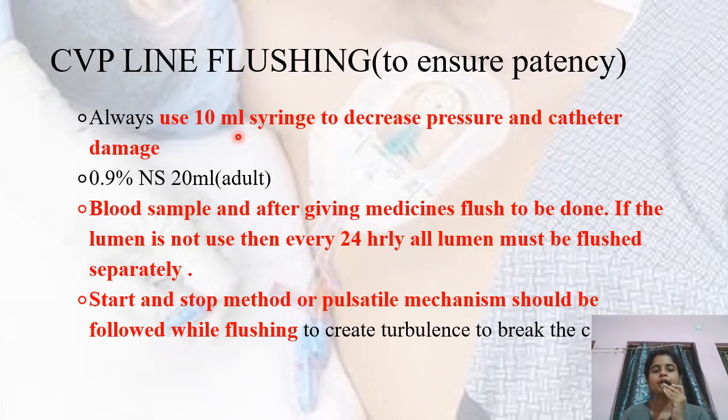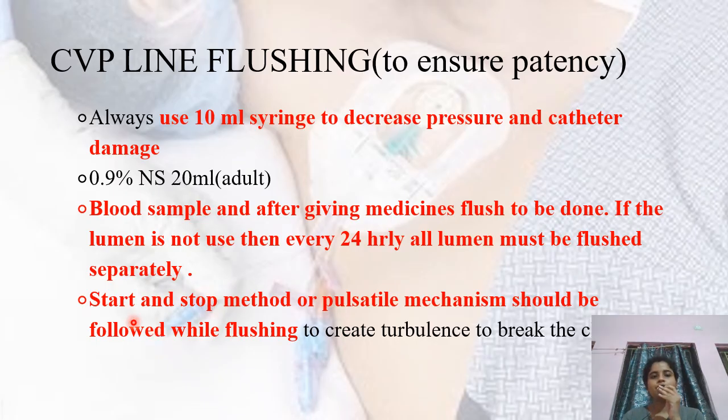Flushing should be done with either 10 ml or 20 ml. A minimum of 10 ml syringe should be used. And for TPN or blood samples, you should use a 20 ml syringe because more volume of flush is needed, as they are viscous liquids. Blood and TPN are viscous liquids, so more flush might be needed. Otherwise, for any other medications, you can use a 10 ml syringe.